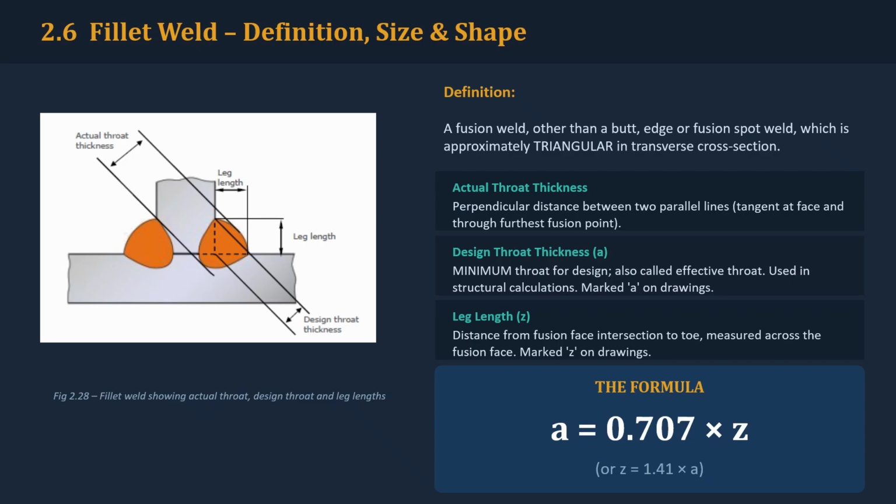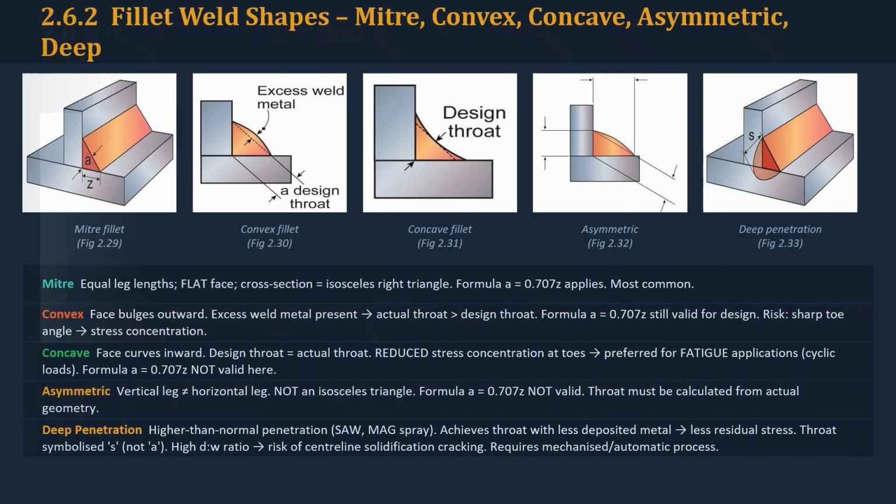But there is an important limitation. This simple relationship applies to the conventional equal-legged geometry within the specified fusion face angle range. It should not automatically be applied to asymmetric or otherwise non-standard fillet profiles. That distinction is essential for both examination calculations and field inspection. The shape of a fillet weld is not merely an aesthetic issue. It affects stress concentration, effective throat, inspection, and fatigue performance.